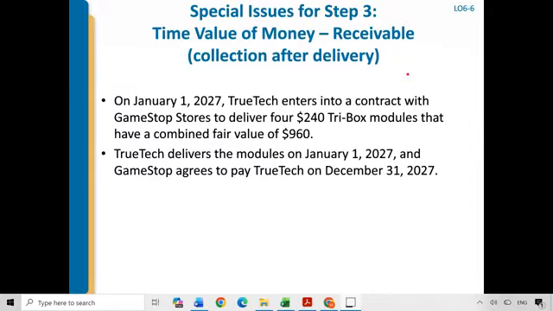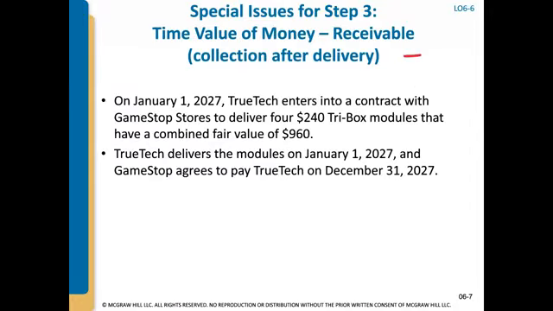Now let's look at the flip side, when TrueTech will get the money after they deliver the product. On January 1, 2027, TrueTech enters into a contract with GameStop stores to deliver 4 $240 TriBox modules that have a combined value of $960. This will be our sales revenue. Okay, it's just a matter of when we will recognize that sales revenue.